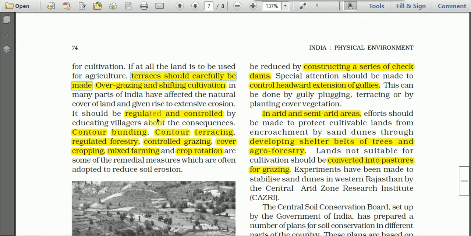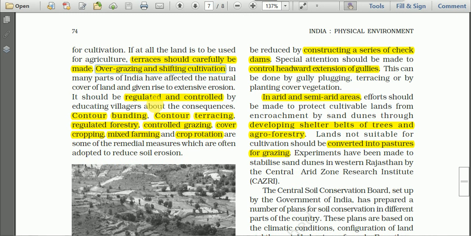Then, overgrazing and shifting cultivation in many parts of India have affected the natural land cover and given rise to extensive erosion. That is why overgrazing and shifting cultivation should be regulated and controlled by educating villagers about the consequences, because in many parts of India, many lands have been degraded because of them.